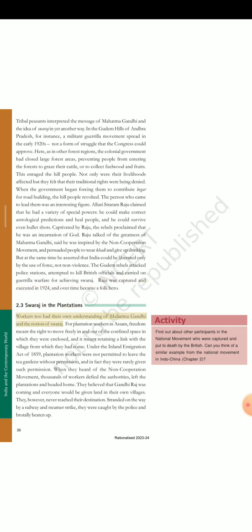Workers too had their own understanding of Mahatma Gandhi and the notion of Swaraj. For plantation workers in Assam, freedom meant the right to move freely in and out of the confined space in which they were enclosed, and it meant retaining a link with the village from which they had come. Under the Inland Emigration Act of 1859, plantation workers were not permitted to leave the tea gardens without permission, and in fact they were rarely given such permission.